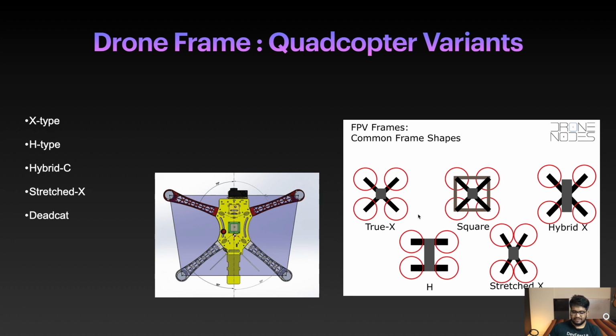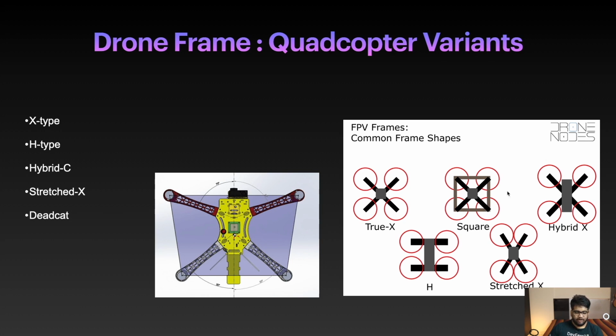This is a stretched X, where you can see this angle is more compared to this angle, while on the True X, the distance between these two motors and these two motors is the same. Whereas in stretched X, the distance between these two motors is higher compared to these two motors. Then you take the H, you take the X, and you'll end up with Hybrid X. And square is also another kind of frame.